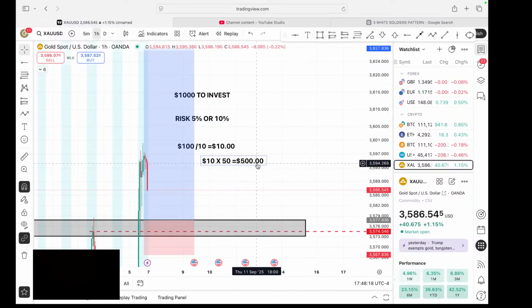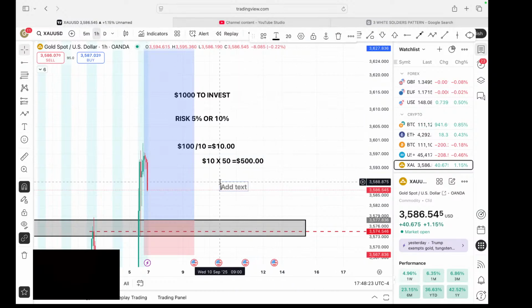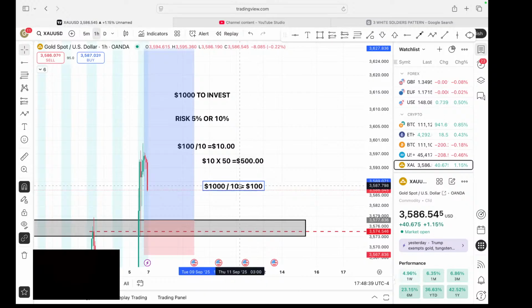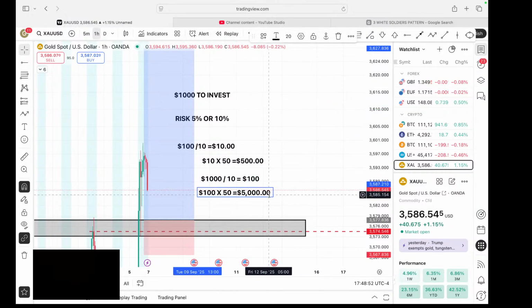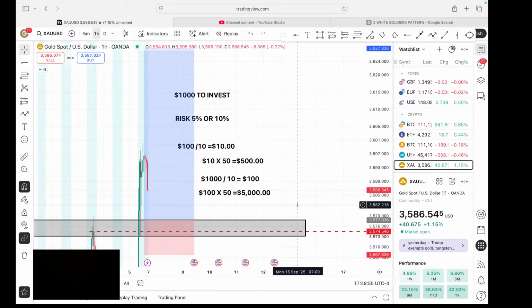Now, if you got a little bit more, I don't know y'all account size, I don't know what y'all working with, but if you had, let's say, $10,000, then you would risk 1,000. 1,000 divided by 10 equals 100. Now, if you could make the 50 points, 100 times 50 equals 5,000 off of risking only $1,000. So you get where I'm going with this on how you can make a lot of money.